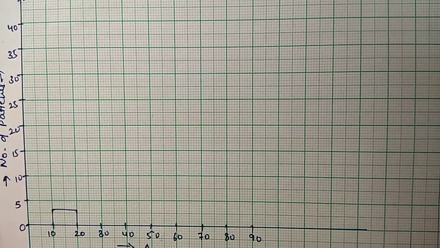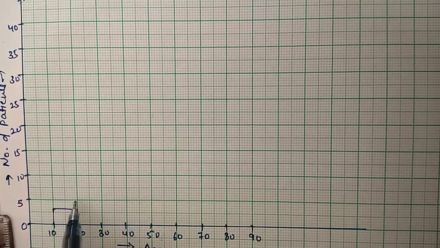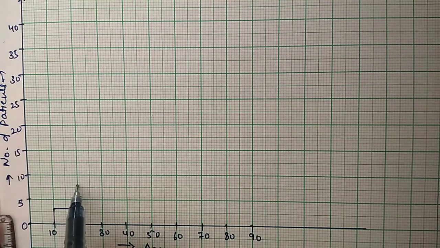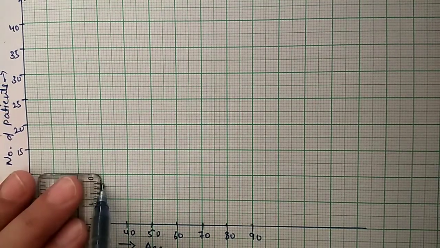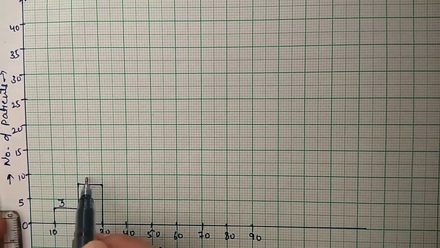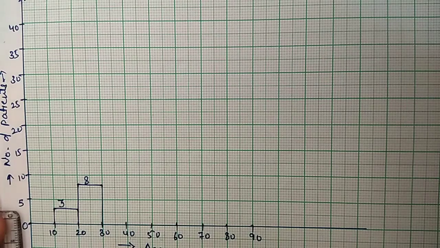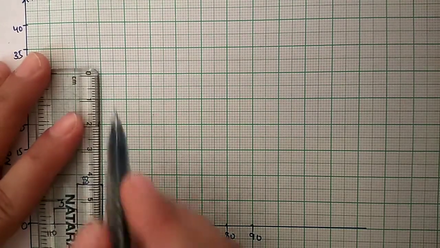Next between 20 to 30 it is 8. So 5 is here. After 5 again 3 more we want. 3 more means 6 boxes. So till here we have to draw. So here we have 3. Here we have 8. Next between 30 to 40 we have 30 patients.